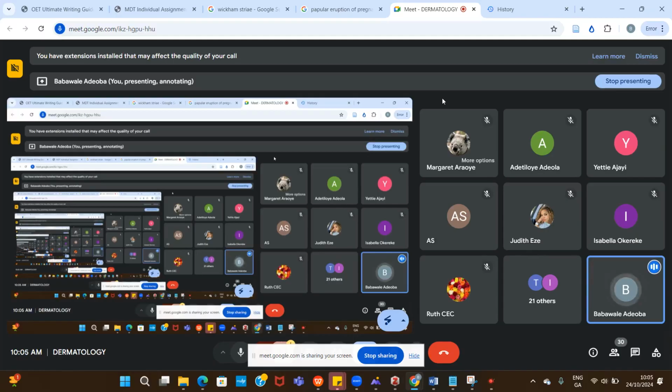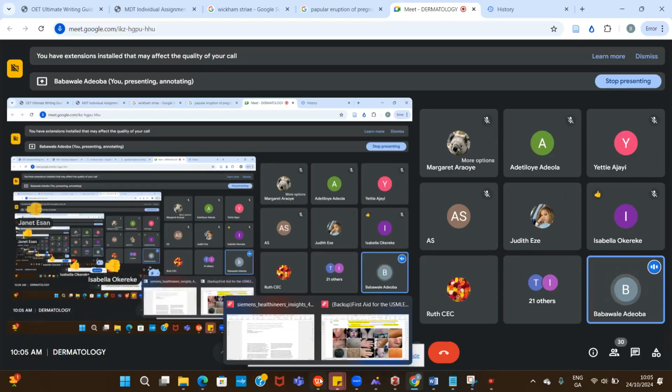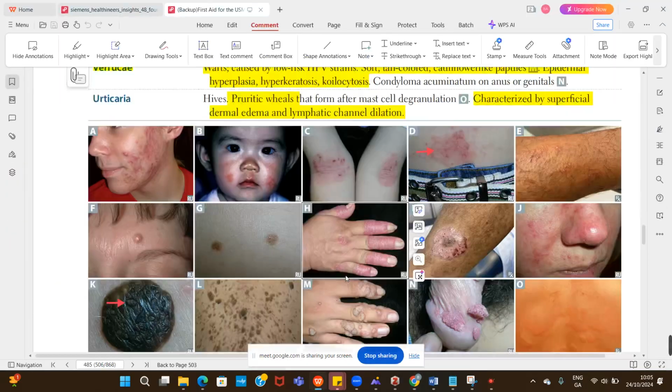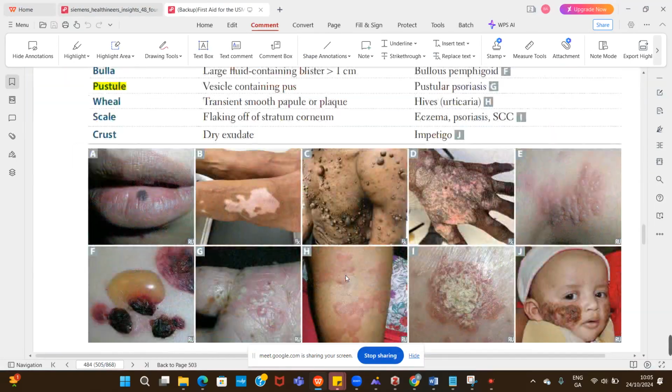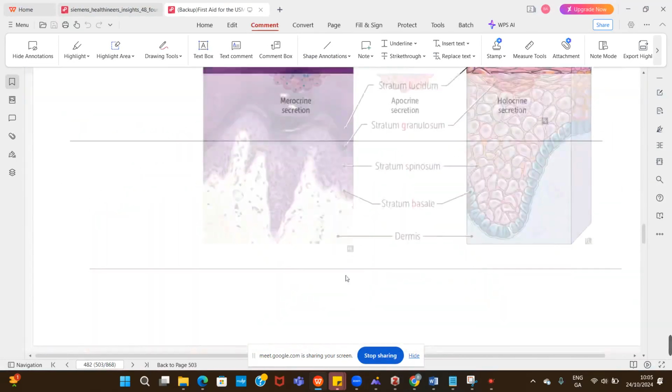Today, I will be helping us with the dermatological aspects of the USMLE. Please, can we all see my screen? Okay, yes, we can. So we jump right into it.